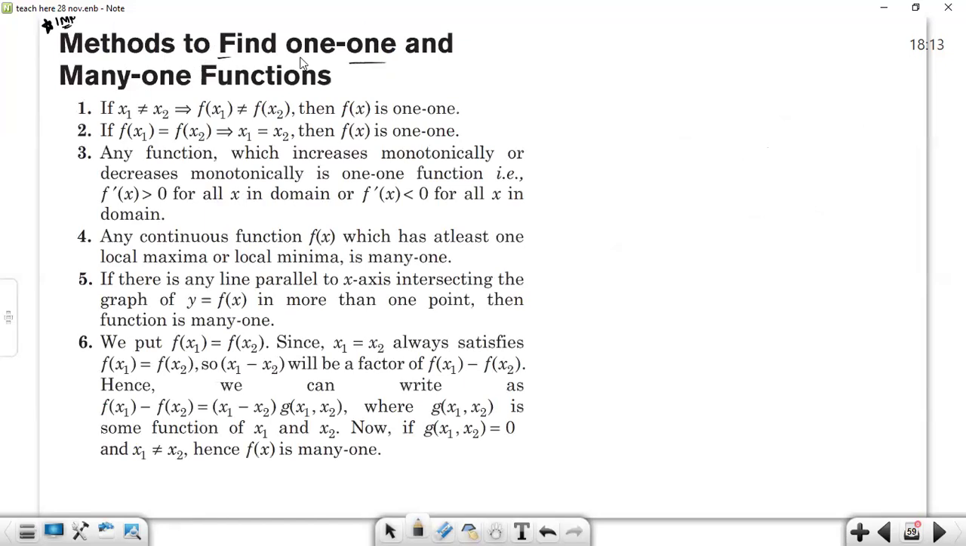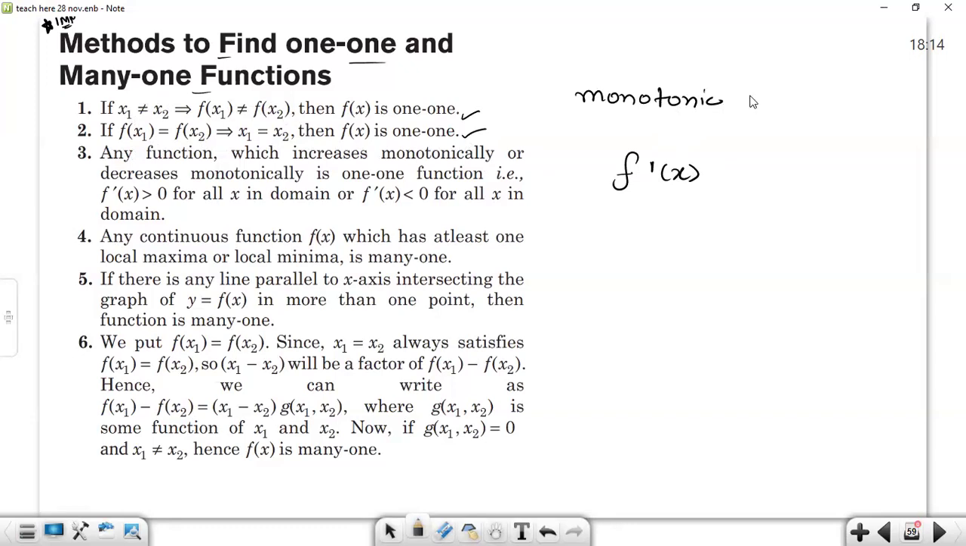Let's discuss methods to find one-one and many-one functions. If there are two elements which are not equal, then their outputs must also not be equal, then the function is one-one. If we assume the outputs of two variables as equal, then their inputs must be equal, and the function is one-one. Any function which increases monotonically, that is, its derivative. What are monotonically increasing functions? We discussed this in calculus.